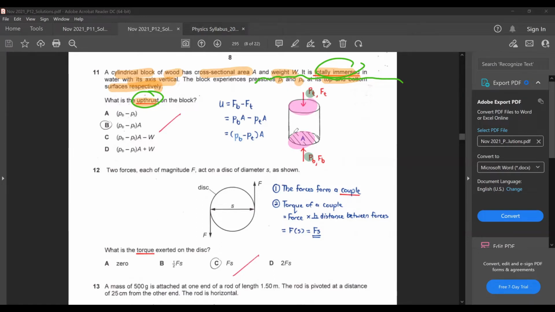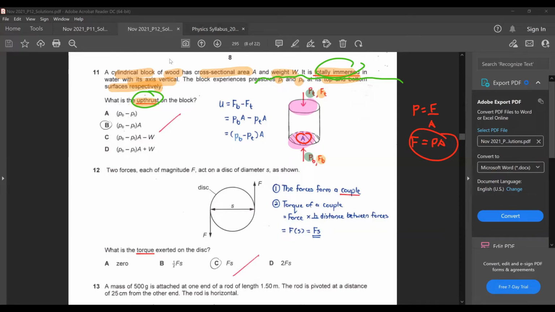Now, the pressure is acting over an area. So because your pressure is acting over an area, it gives rise to a force. We know that pressure is force over area. So force is pressure times area. So you will have a force. The top surface will have force Ft. The bottom surface will have force Fb.